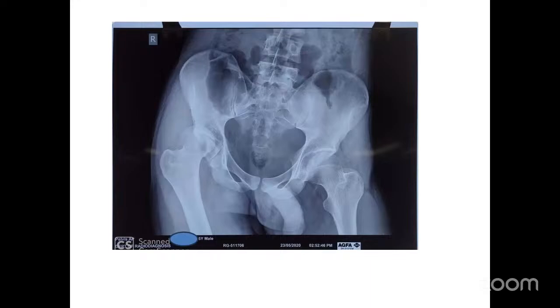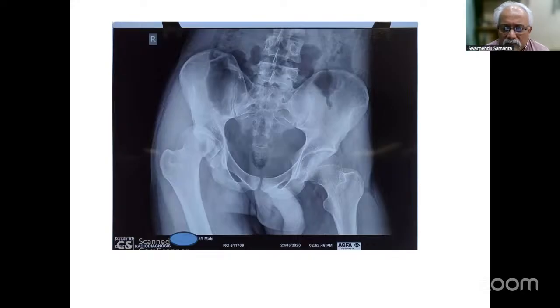Sciatic nerve. Yes, very good. Somebody has told the sciatic nerve. You see, there are three things that you don't forget.